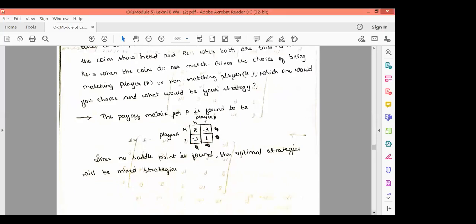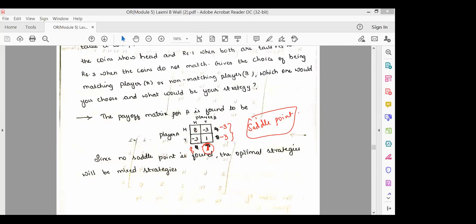So here, when you try to find the saddle point for this matrix, we'll check whether we get a saddle point or not. Comparing 8 and -3, the minimum is -3. Comparing -3 and 1, the minimum is -3. So here we are not getting any maximum value. Same we'll check with the columns: 8 and -3, the maximum is 8, and here the maximum is 1. So here we may get the minimum as 1. And it is difficult to get the maximum because both are the same. It means we are not getting a saddle point in this problem.